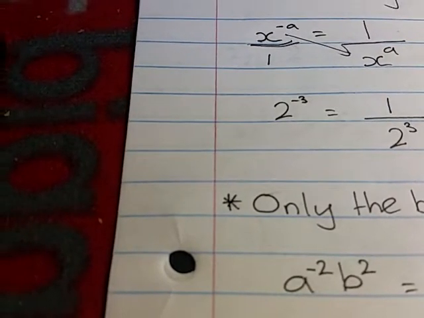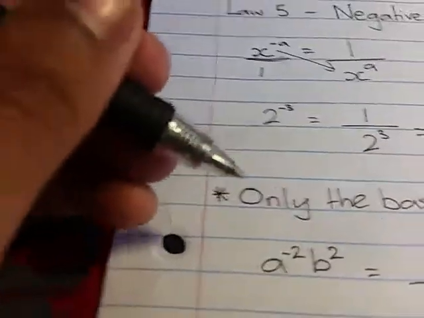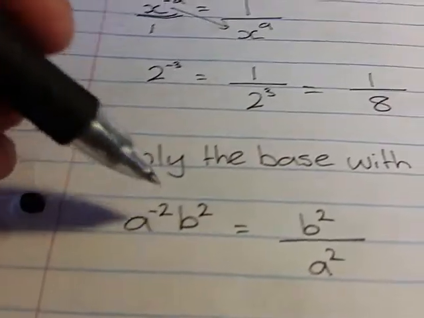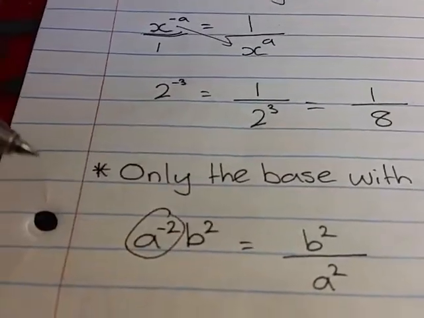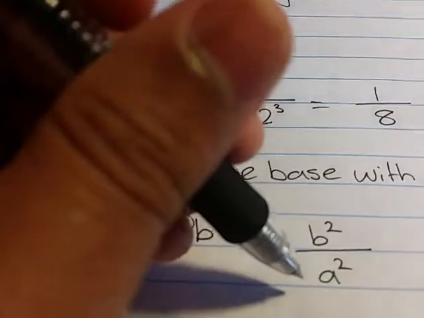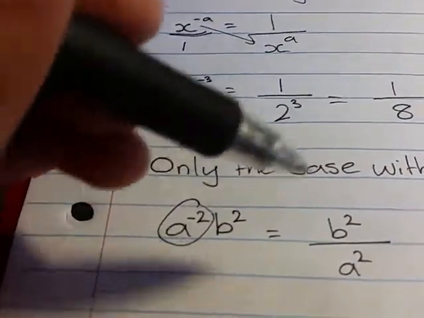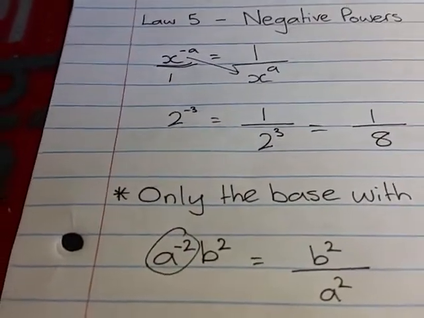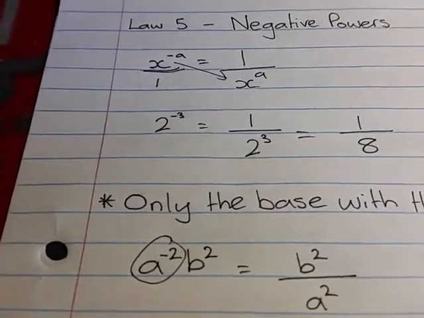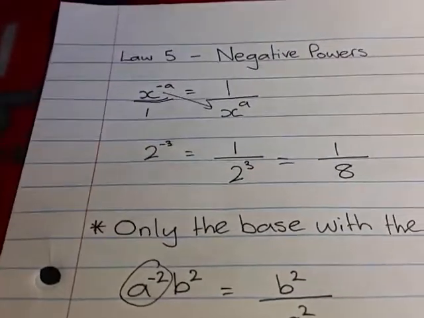So what you do is that, in this case, only the a with its negative exponent is going to move to the denominator. The b with its positive exponent stays where it is. That's thus giving you a final answer of b squared over a squared.